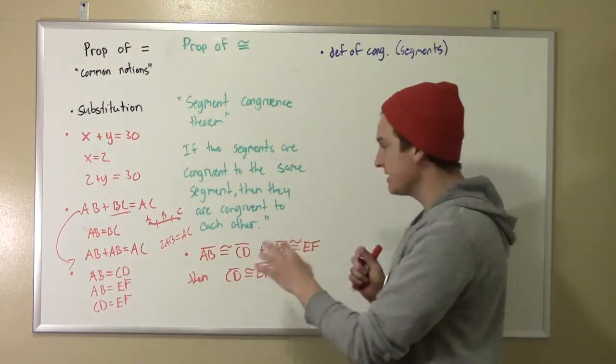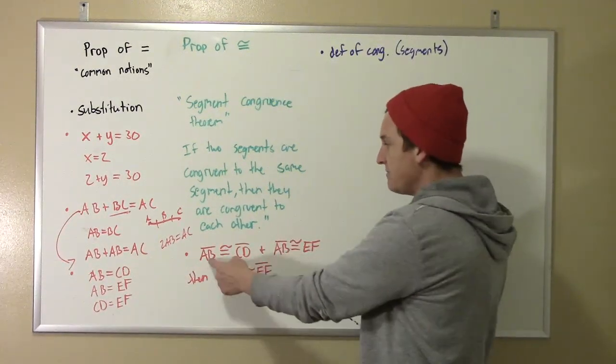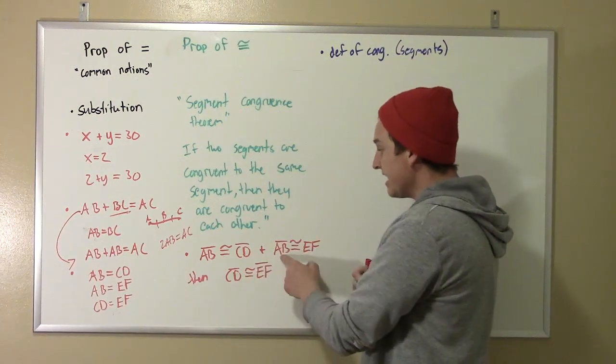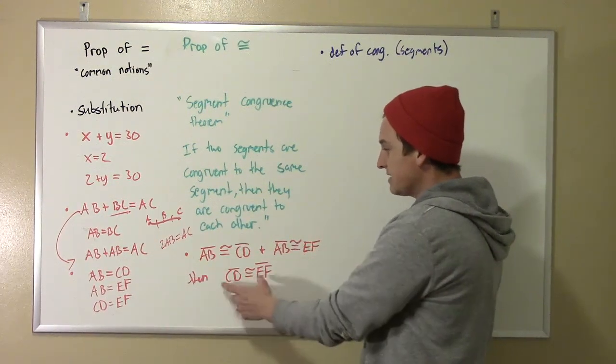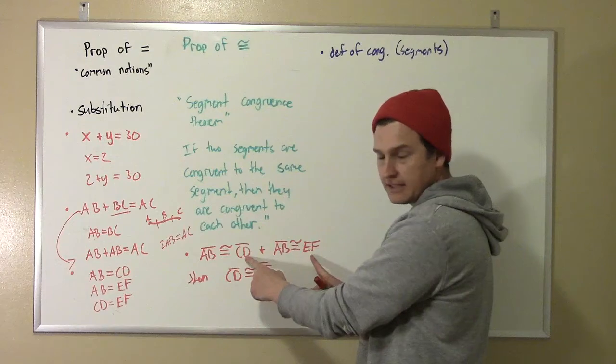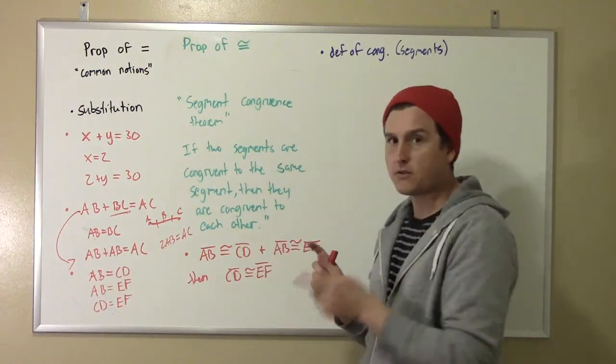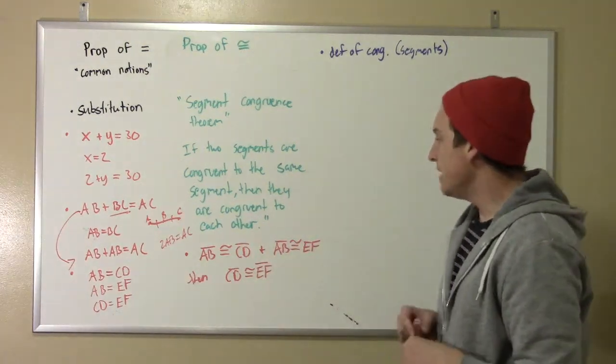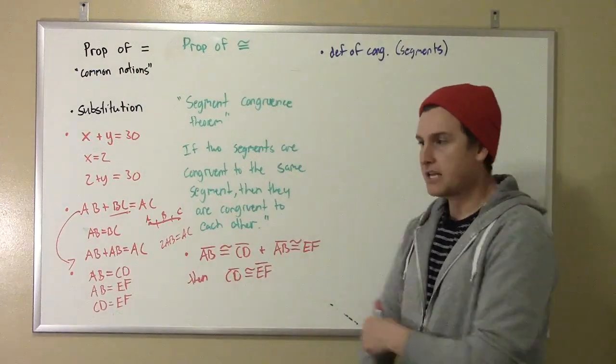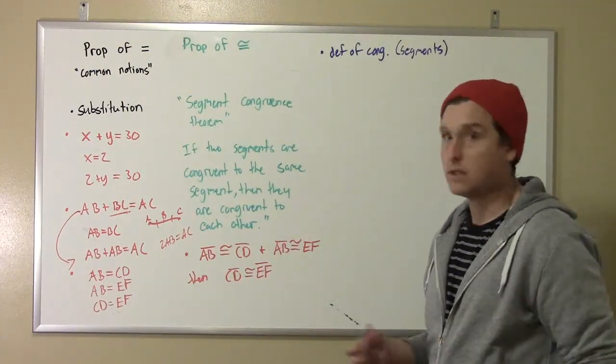That's how that one works. But here the order's off, right? I have AB is congruent to CD and AB is congruent to EF, and we want to say that CD and EF are congruent. That's not the transitive property, although it looks very similar. But I think we can prove this by using some properties of equality, okay?